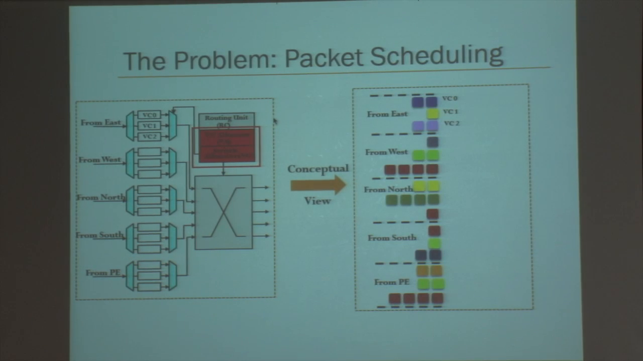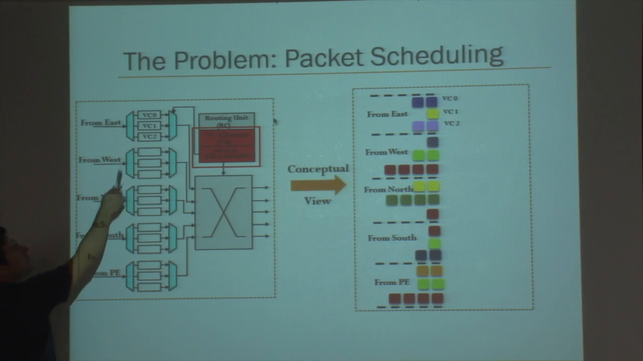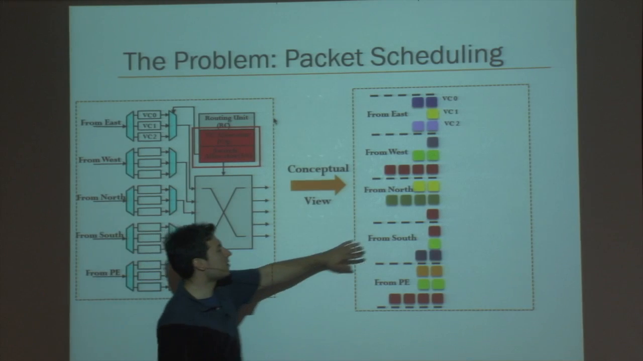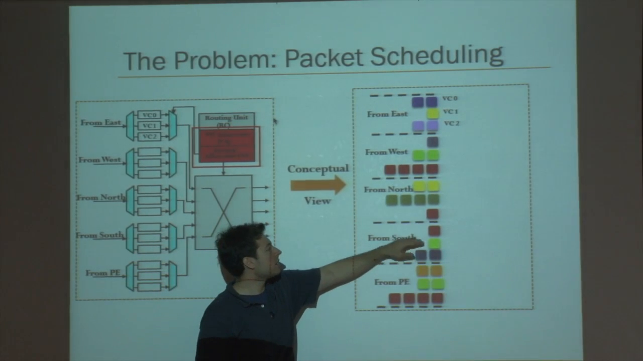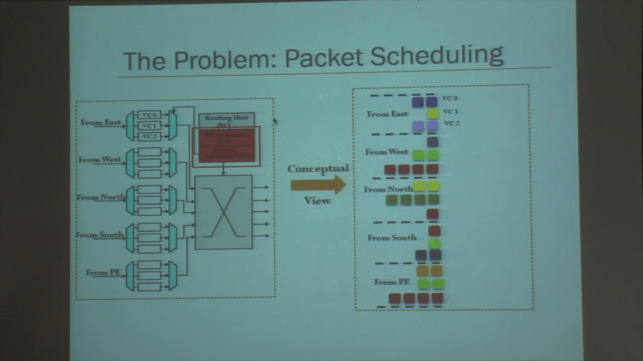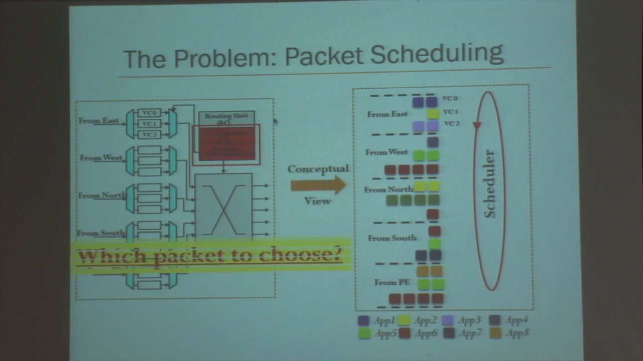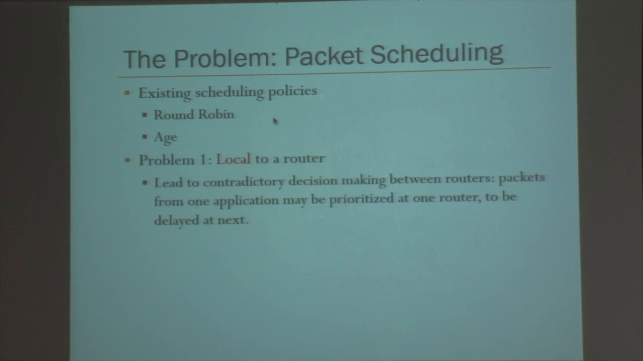This is an example. Let's say I have 3 virtual channels in each one of these inputs. So my packets are organized in 3 queues. And these different colors correspond to 8 different applications. And I need to somehow decide which ones I'm going to service. So this is what we already covered. You can do round robin, age-based.